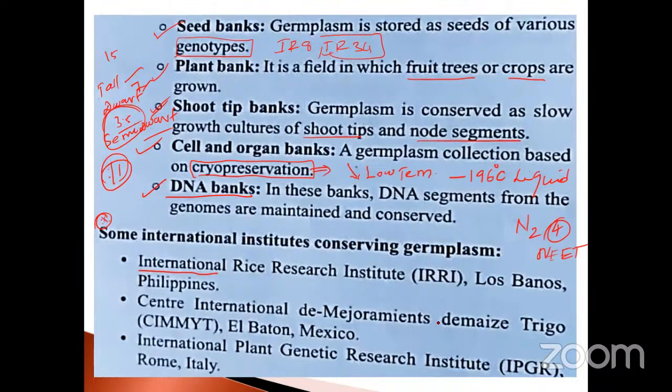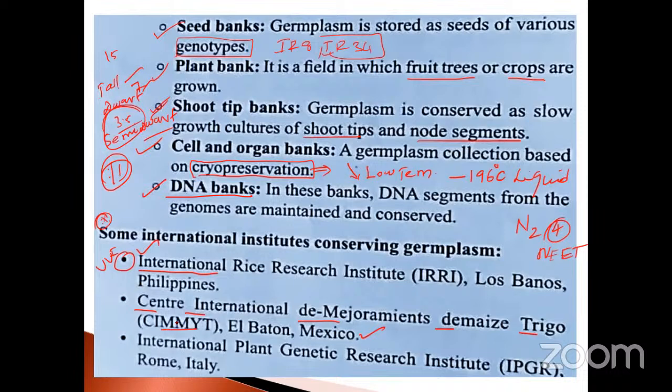Okay, IRRI, Los Baños, Philippines, very, very important, my dear students. The world-level rice research institute is called the International Rice Research Institute, simply called IRRI, Los Baños, Philippines. Then CIMMYT, the Centro Internacional de Mejoramiento de Maíz y Trigo, El Batán, Mexico. The double M is considered Mexico.